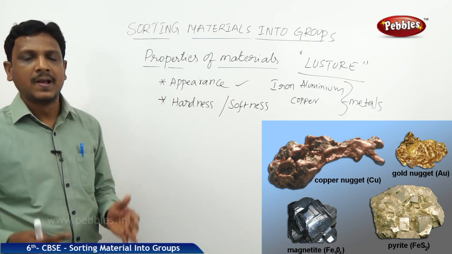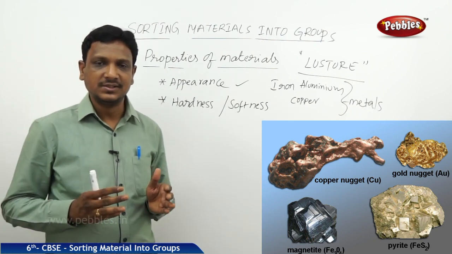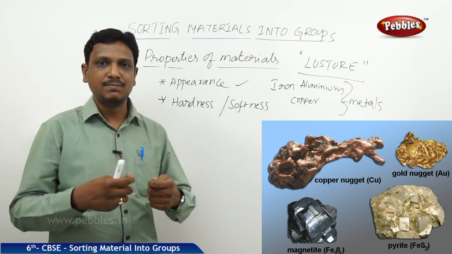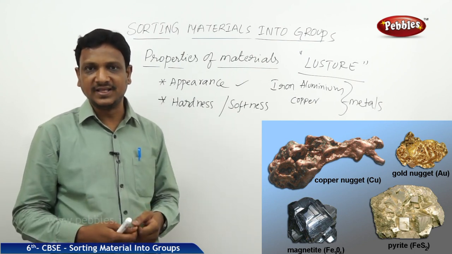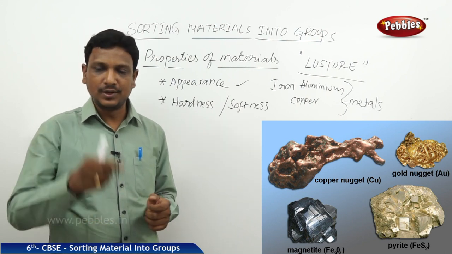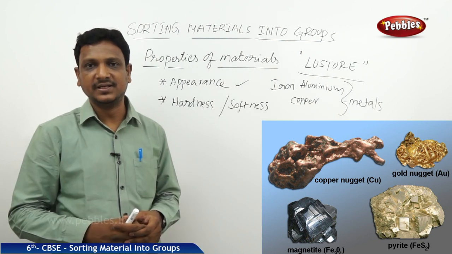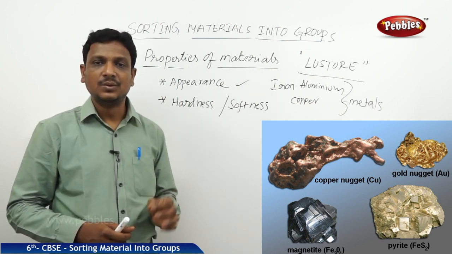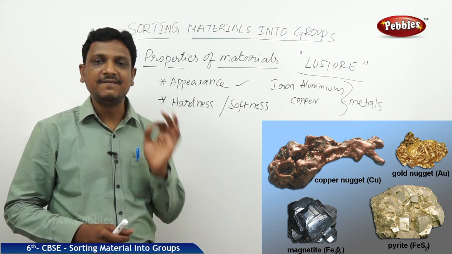So in this way, by physical examination, just by looking with your eyes, by touching with your hands, by pressing and bending, by doing all these kinds of things, which is called physical observation, you can notice so many properties of the material. But how do we know the complete properties of a material? We can know it by chemical and physical experiments.